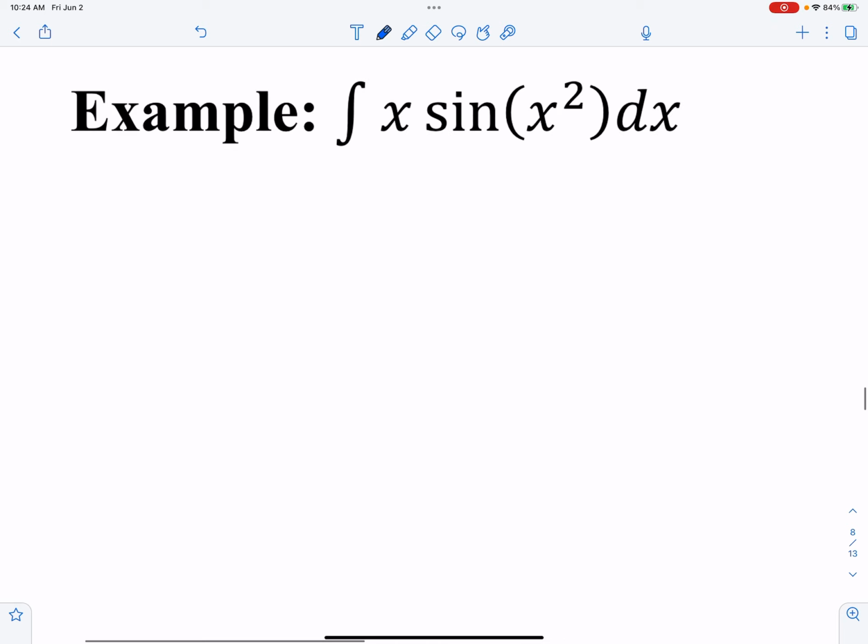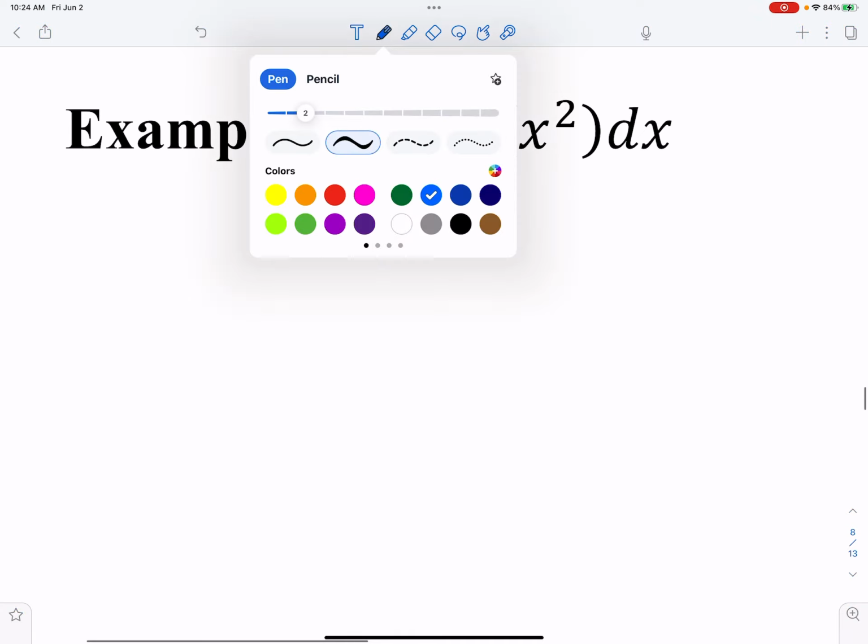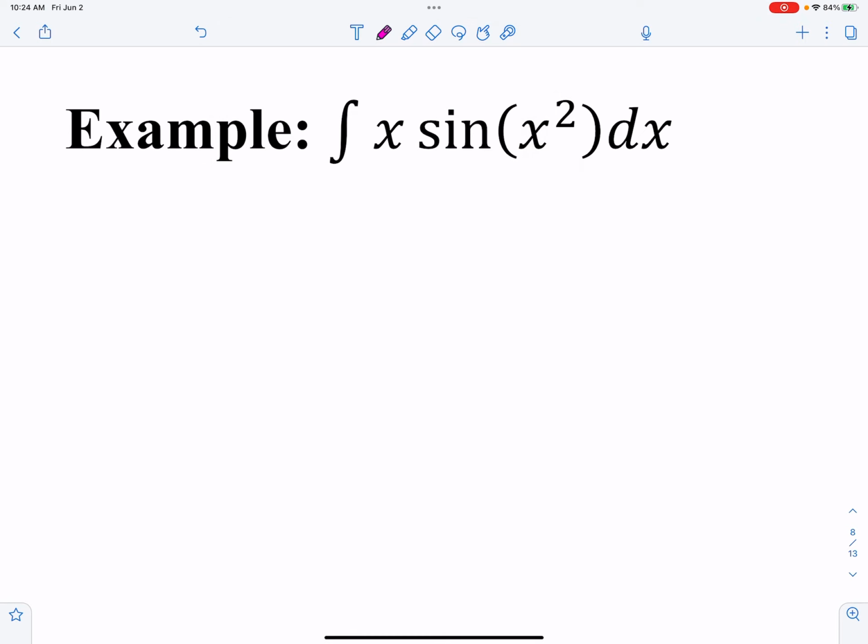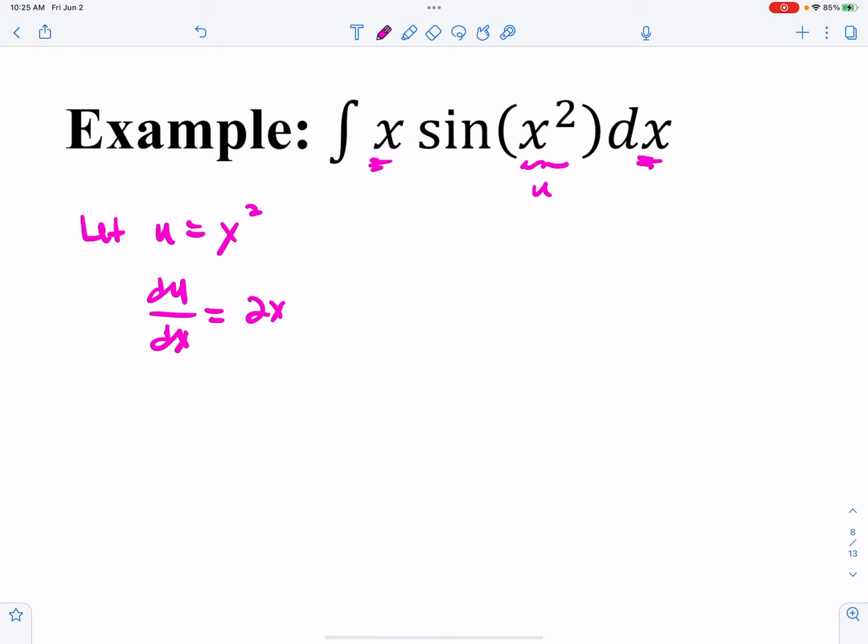Okay, let's try another one. So remember, what you let u equal to, you want its derivative to be left so that it can help you with replacing everything to be in terms of u. So if we let u equal to x squared, du over dx would be 2x. So we've let x squared be u, and then we still have x dx.